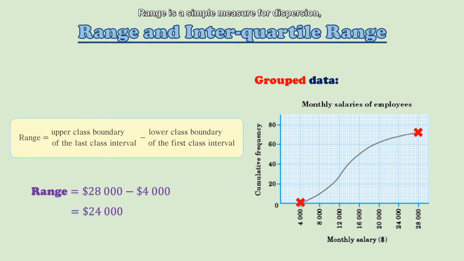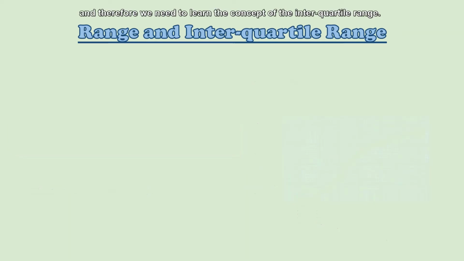Range is a simple measure for dispersion, but it can be easily affected by extreme values in a dataset, and therefore we need to learn the concept of the interquartile range.